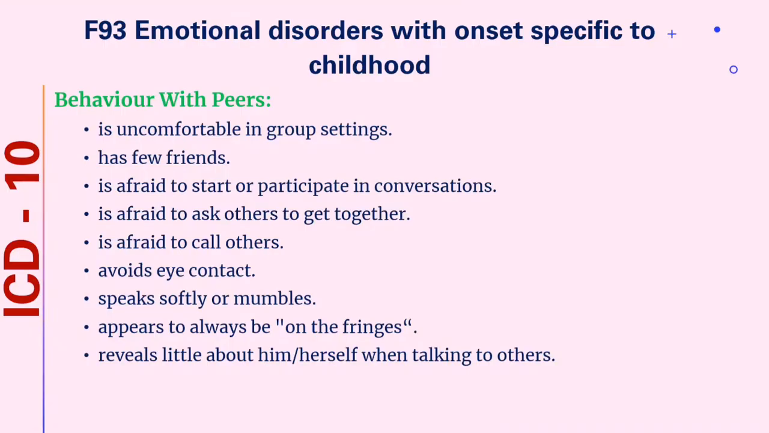Behavior with peers, meaning colleagues, friends, or classmates. They may become uncomfortable in group settings. They may have few friends. They may be afraid to start or participate in conversations, afraid to ask others to get together, afraid to call others. They avoid eye contact. They speak softly and mumble, appear to always be on the fringes, and reveal little about themselves when talking to others. So they have such an intense kind of anxiety for social situations.